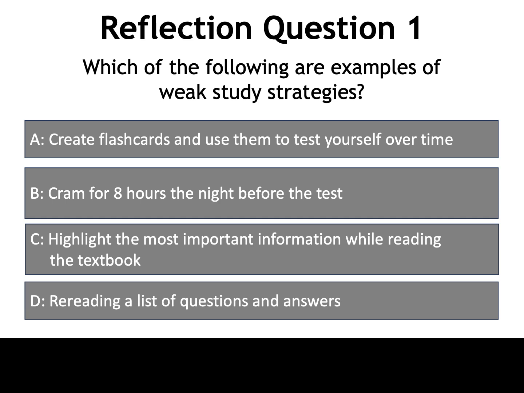Reflection question 1. Which of the following are examples of weak study strategies? A. Create flashcards and use them to test yourself over time. B. Cram for 8 hours the night before the test. C. Highlight the most important information while reading the textbook. Or D. Rereading a list of questions and answers. Pause this slide to consider your choices. When you have selected your answers, push play.